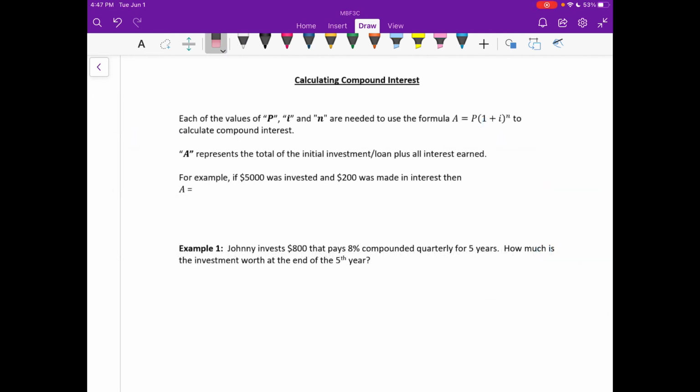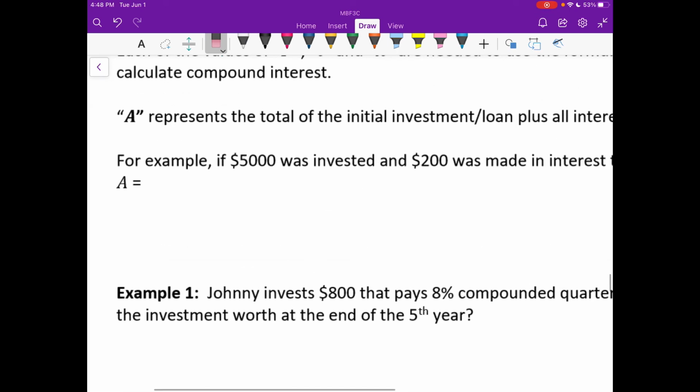So now that we know how to find P, we know how to find I, and we know how to find N, we know how to find all the values in that equation except A. What A really is, is just the final amount. Same thing as your last simple interest one. You take the principal and then you add the interest that you earned on it. So A is equal to principal plus interest.